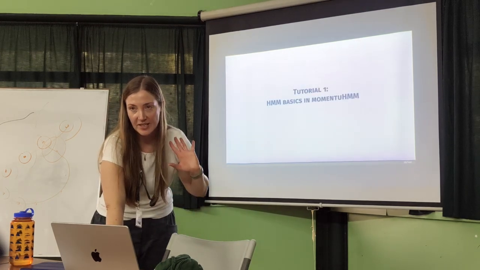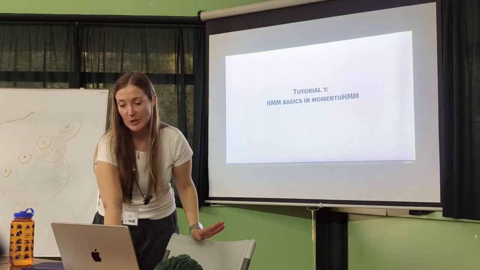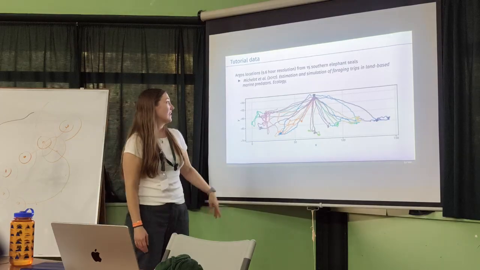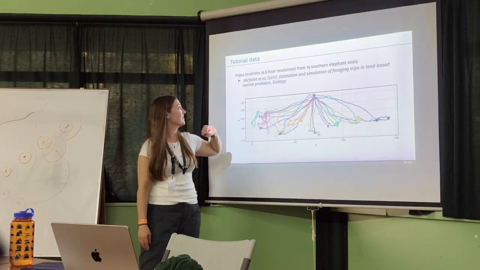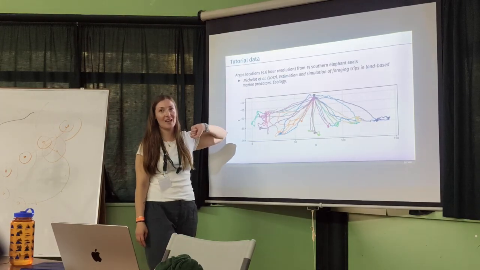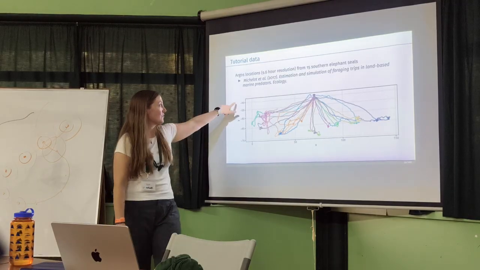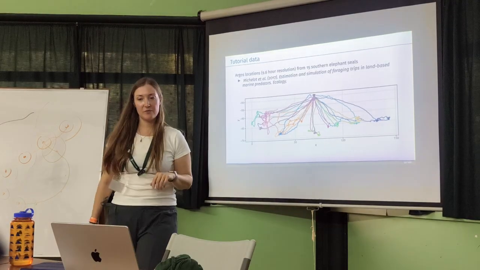Okay, so that's going to bring us to the first tutorial where we're just going to cover fitting some basic HMMs. And the data that we're going to be using is Argos locations at a little bit of a funny resolution, a 9.6 hour resolution, from 15 elephant seals. This is from a paper by Michelot et al. from 2017.